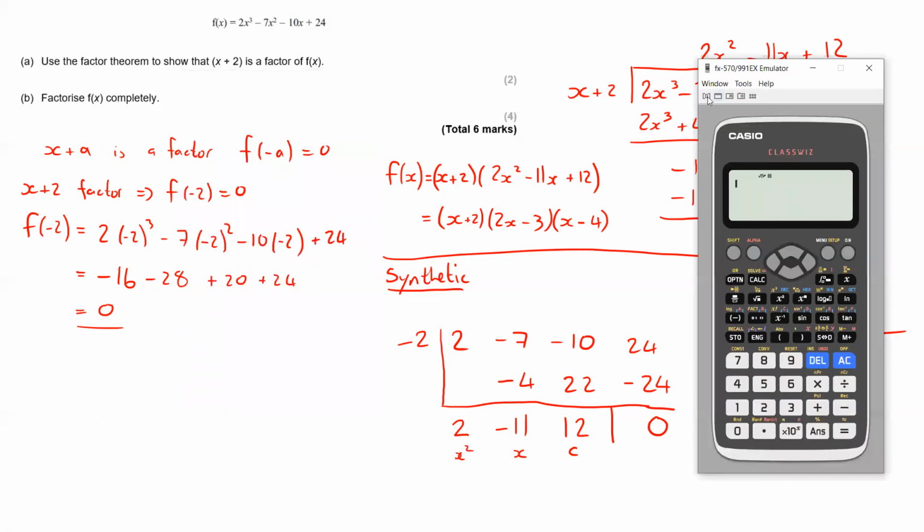Right, that's enough talk about that 6 marker. Obviously, you could have done all that a lot faster. I've just been talking away.